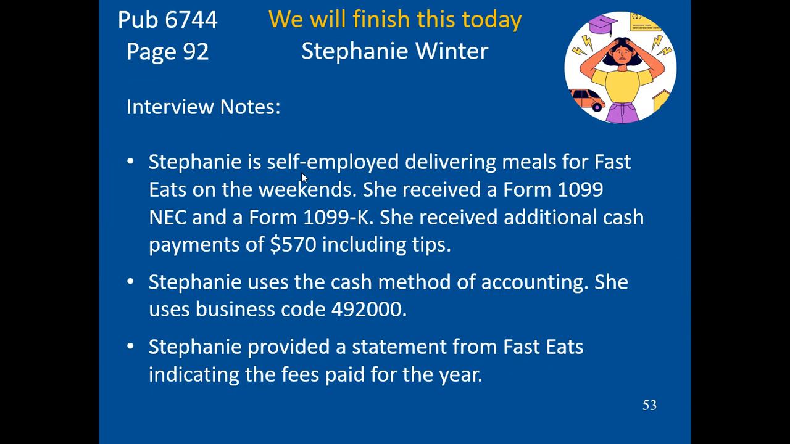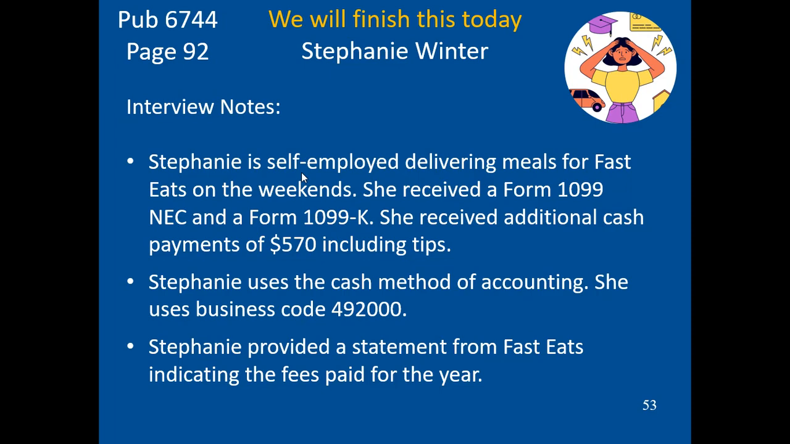She received a Form 1099 NEC and a Form 1099-K. She received additional cash payments of $570, including tips. She uses the cash method of accounting. She uses business code 492000. So they helped you out here, so you don't have to search for the code. They're giving you the business code. But I really think you should practice trying to find it.